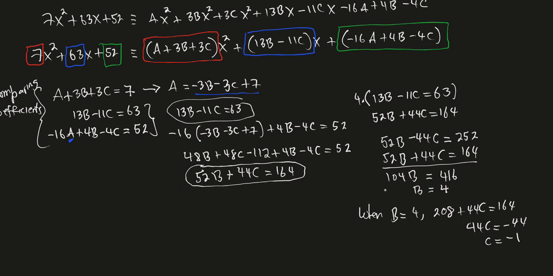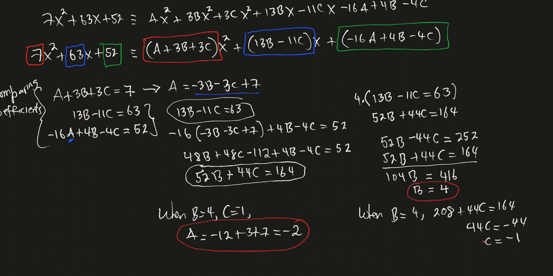All right. And then now that I know b and c, I can go back to this equation to figure out a. Right. So when b is equal to 4 and c is equal to negative 1, then a is equal to negative 3 times b, that's negative 12, and then minus 3 times negative 1, so that becomes plus 3, and then plus 7. So then my a comes out to be negative 2. All right. So again, let's highlight. So the big things here now is that we've figured out a, b, and c.